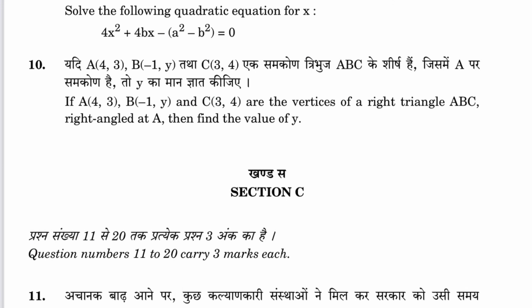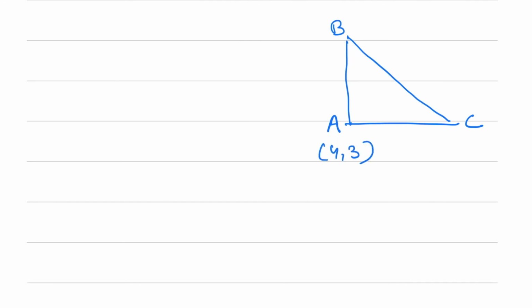Question number 10. In this question, we are given a right angled triangle ABC, which is right angled at A. So let this be A, B and C. And we are given the vertices. So A is 4, 3, B is minus 1, y, and C is 3, 4. So these are the coordinates given. And we have to find y.